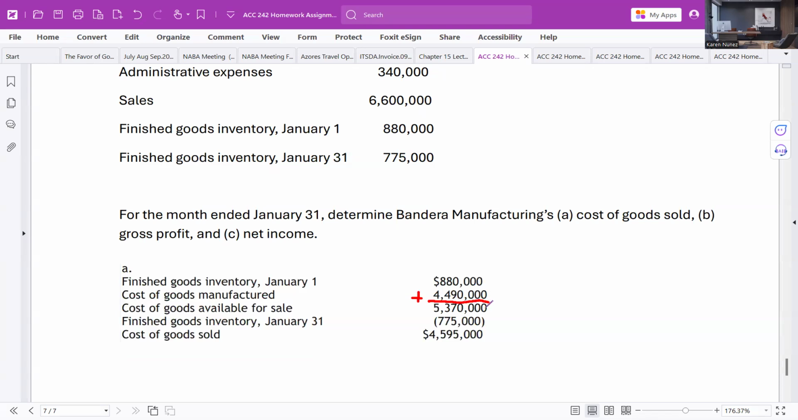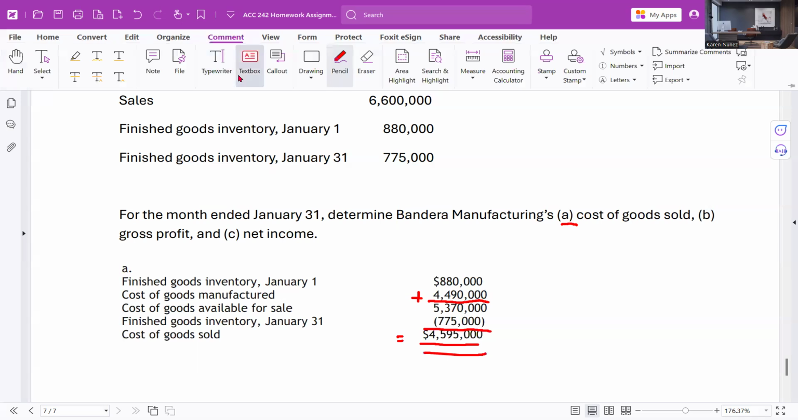So we start with something, we add in the cost of goods manufactured. It gives us everything that's available, all of those goods that are available for sale. And then all we want to do is subtract out that ending balance. And what we're left with is the cost of goods sold. That's the first thing we need, right? A is just the cost of goods sold. Beginning finished goods plus cost of goods manufactured, subtract the ending, and we've got the cost of goods sold.